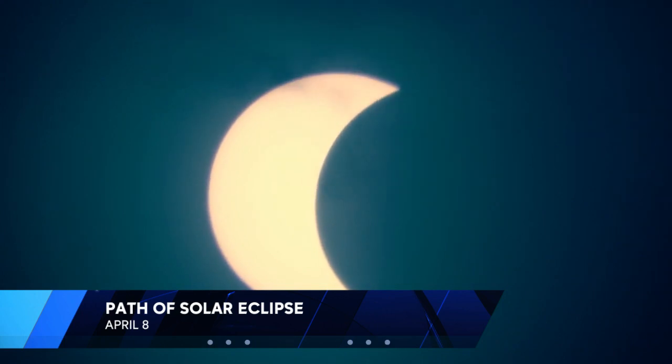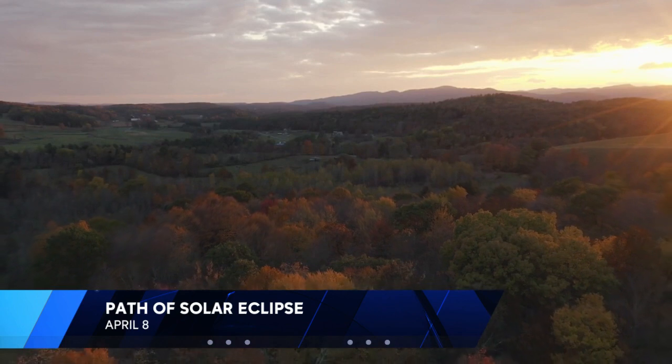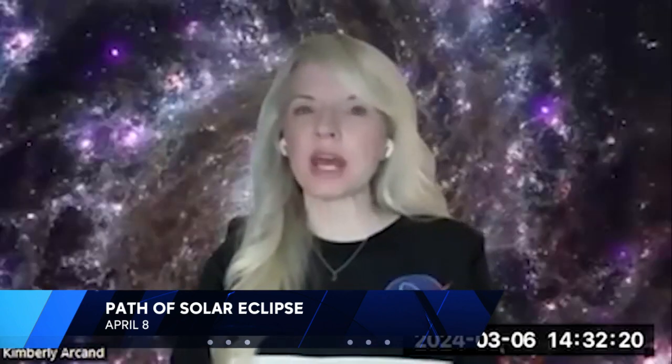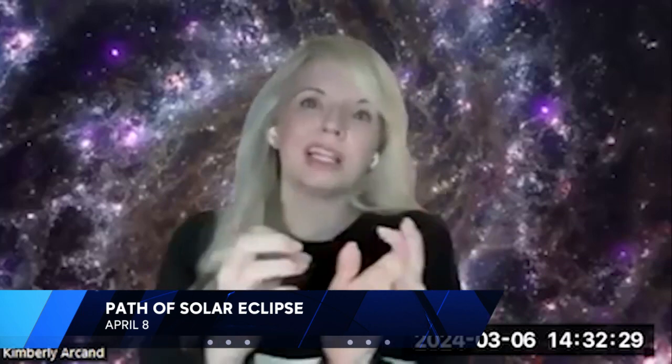Those not in the path but close enough to it will see a partial eclipse, like here in southern New England. In a partial eclipse, you can think of it as the angles between where we are on Earth, our moon, and our sun are just not perfect. We're just a little bit out of that beautiful path of totality.